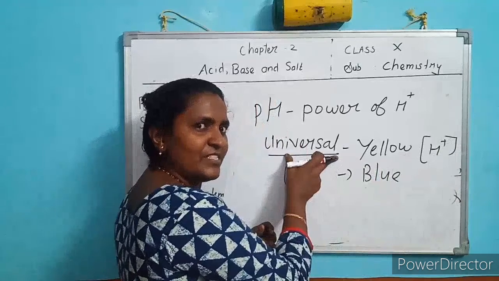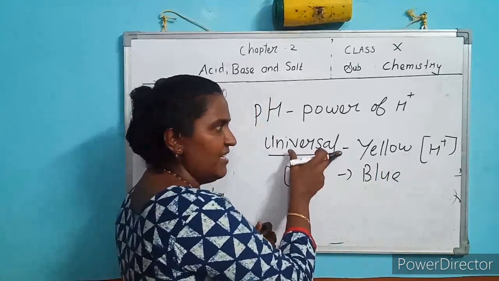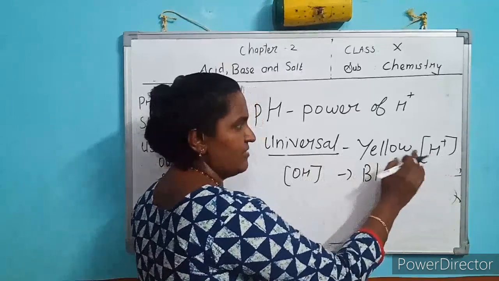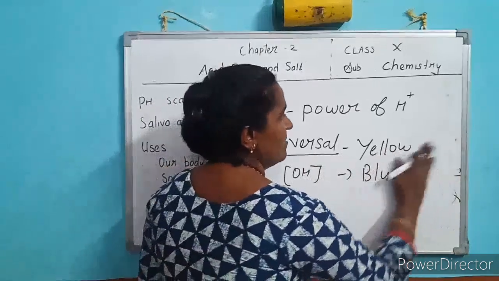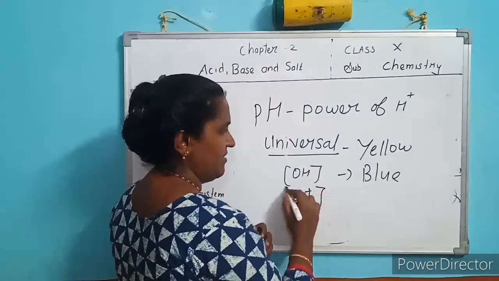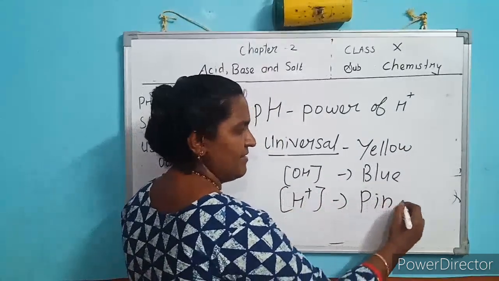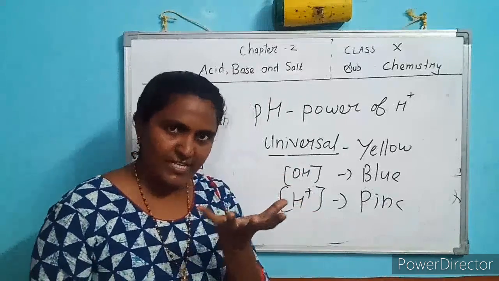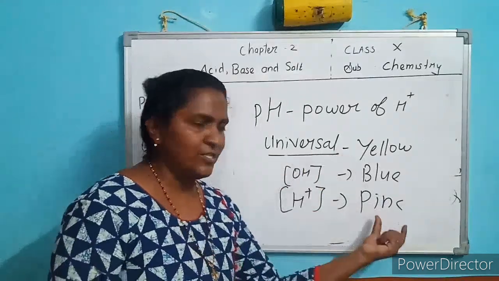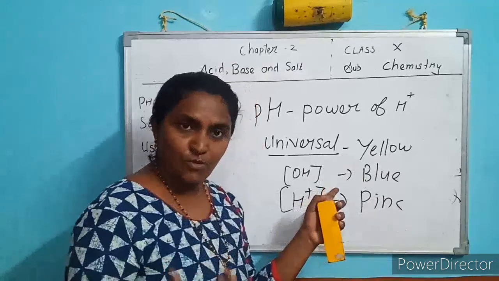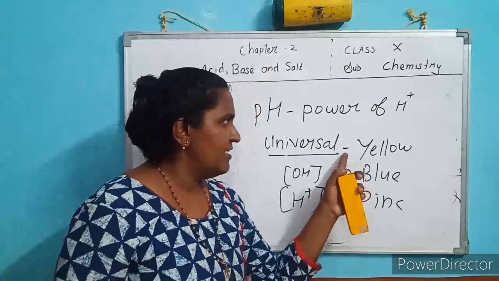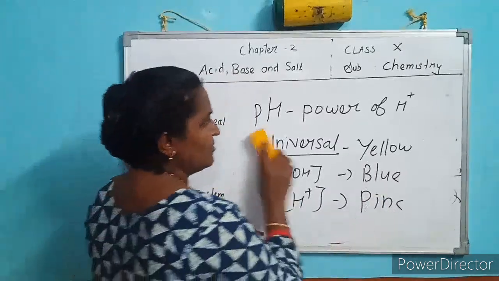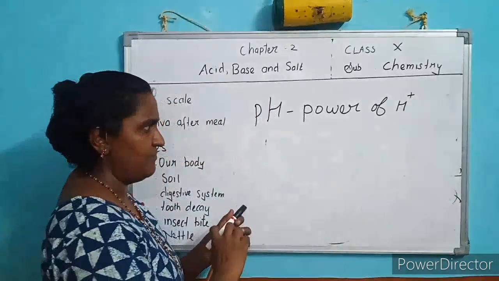This is a universal indicator which is yellow in color, which changes to blue in OH, which changes to pink in hydrogen ion. If the solution has more hydrogen ion, the yellow color changes into pink. If the solution has more OH ion, the yellow color paper changes into blue. Understood? So, here I am going to draw one scale.